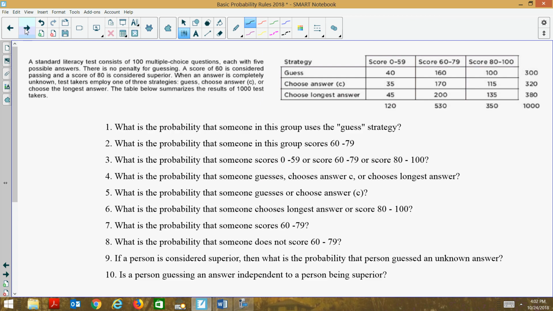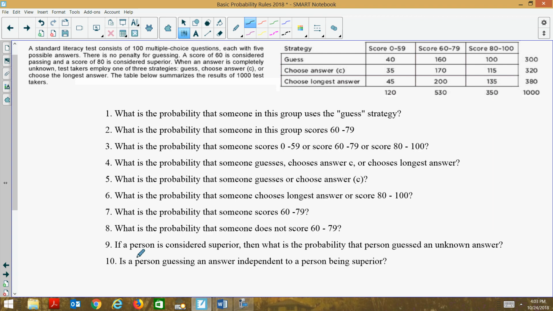I added a couple more questions here just to round out this unit. Question 9. If a person is considered superior, then what is the probability that person guessed an unknown answer? So now we're not choosing out of the entire total. Instead, we're only choosing the superior students. And the superior students were anyone who scored above an 80, so 80 to 100. So our sample space is now actually 350. And then out of the 350, who guessed an unknown answer?